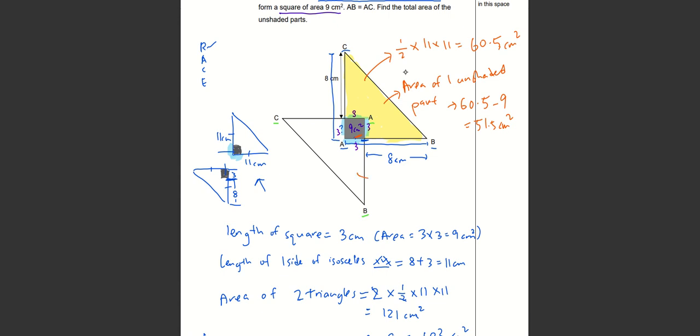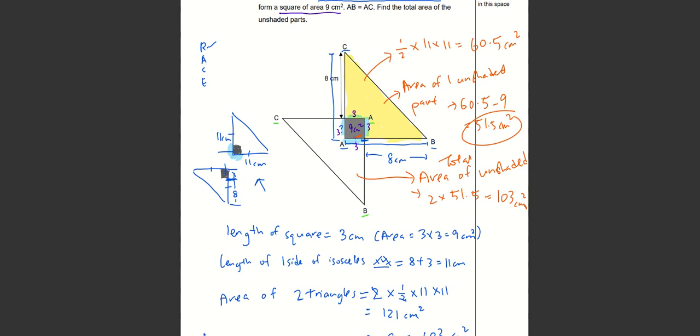Not right now, I'd like to help you to be able to see clearer. So add together these two parts. That will be the total area of the unshaded parts. So the total area of the unshaded part will be 2 of this. So 2 times 51.5, and that will actually end up being the same answer as the one previously, 103 square centimeters.